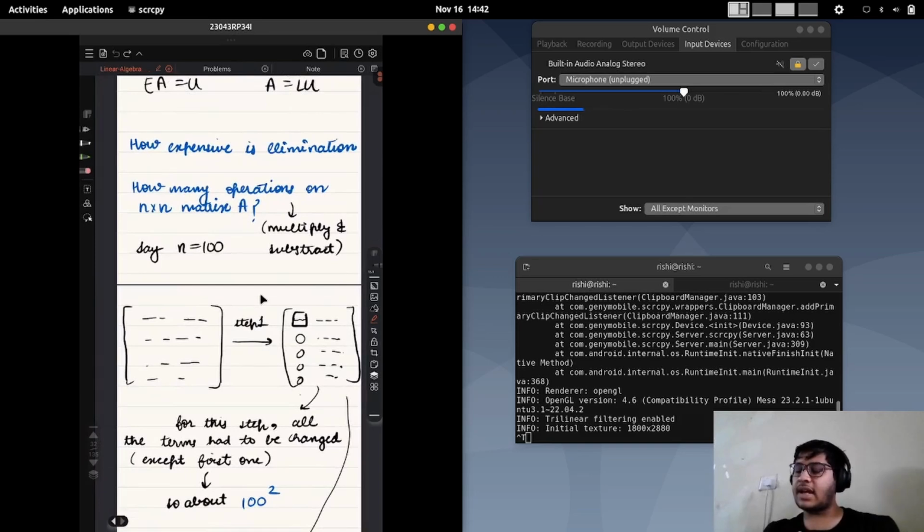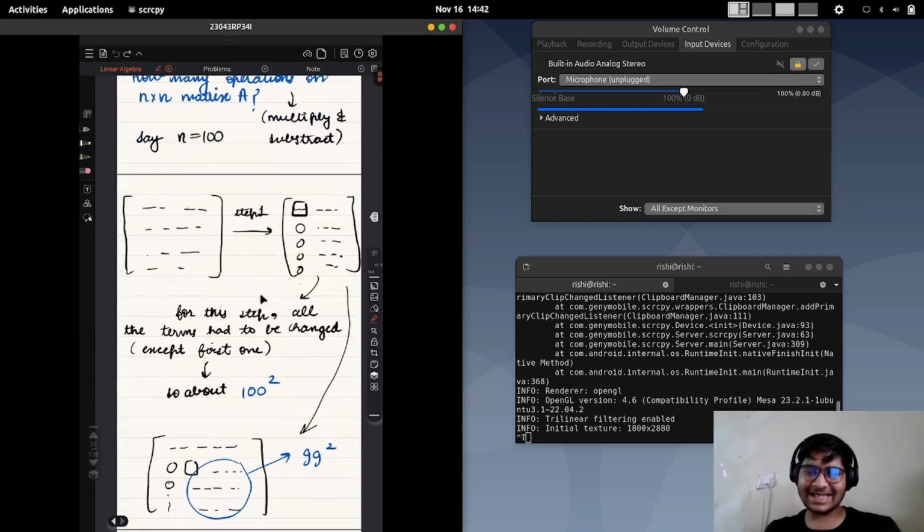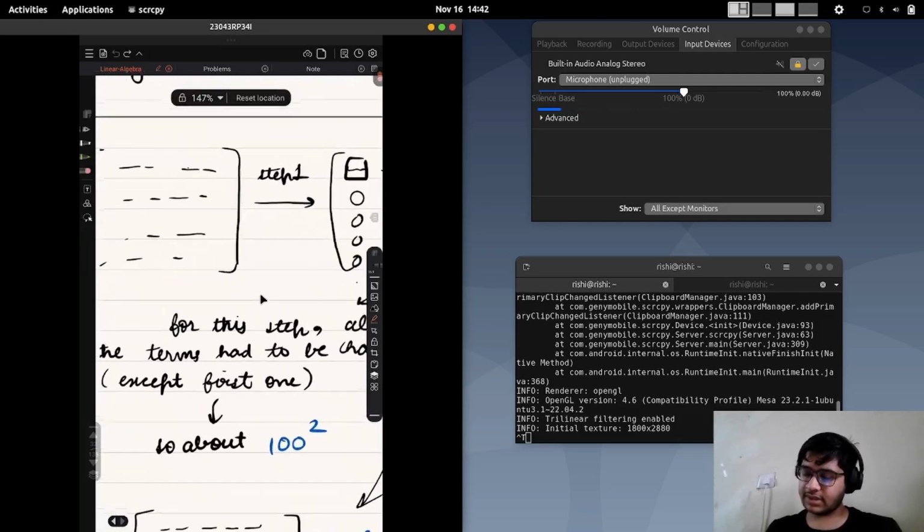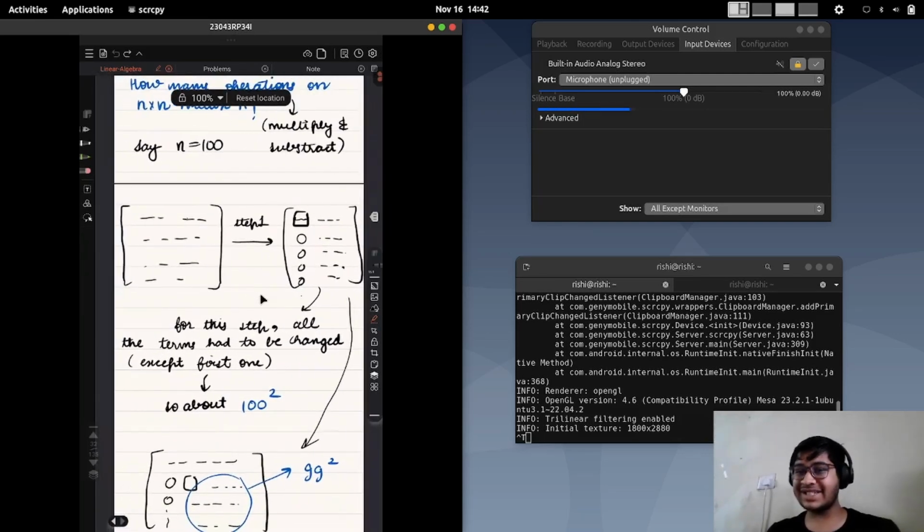We will have to multiply and subtract. We know that when we are doing the elimination steps, we are multiplying and subtracting. So for each step of elimination, for the first step, what we are doing is subtracting this row from here. We are changing each element except the first row. It's a 100 by 100 matrix, so we are changing each element except the first row. So all these elements are being changed, and each element will require one operation.